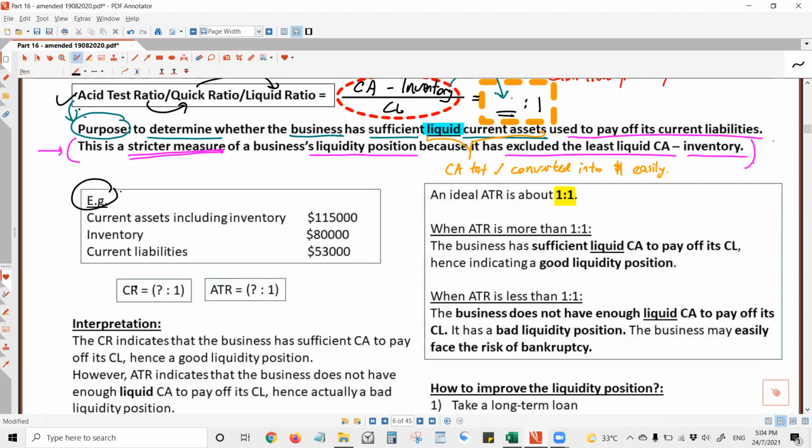So you use the example here. You try to calculate both the CR and ATR. CR stands for current ratio, ATR stands for acid test ratio.